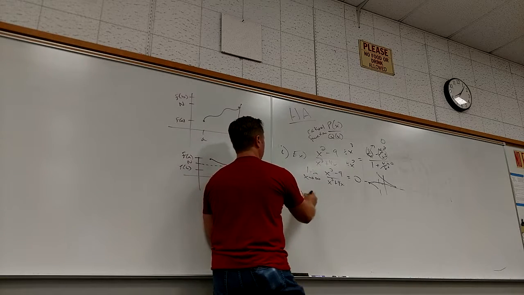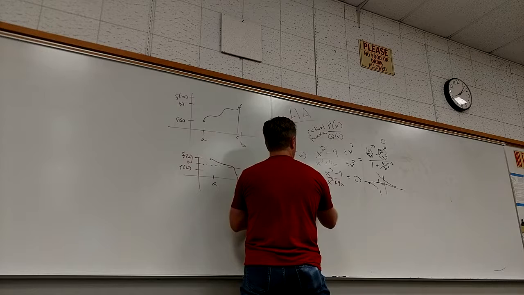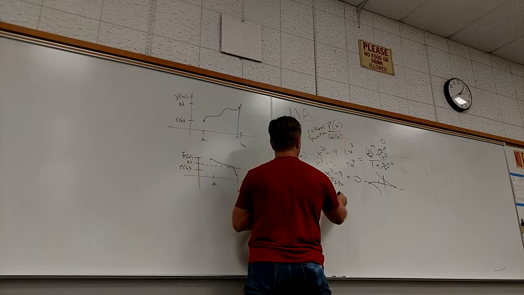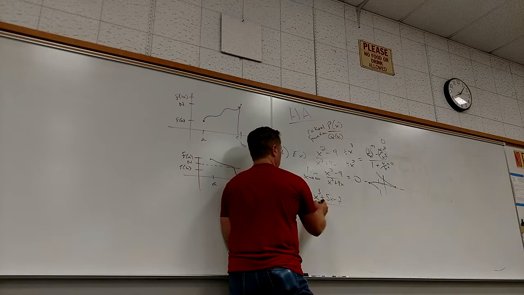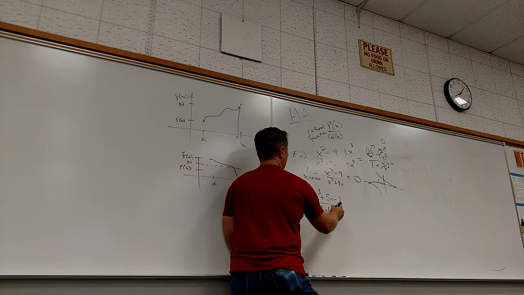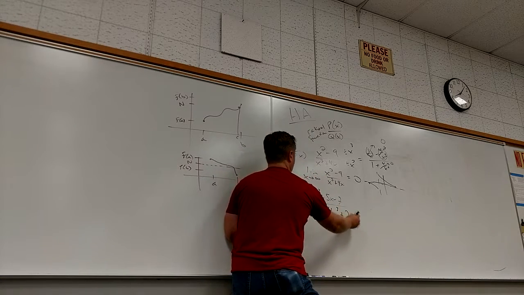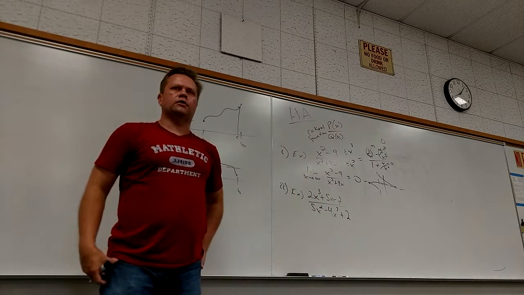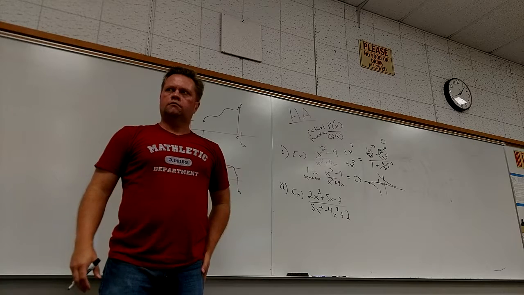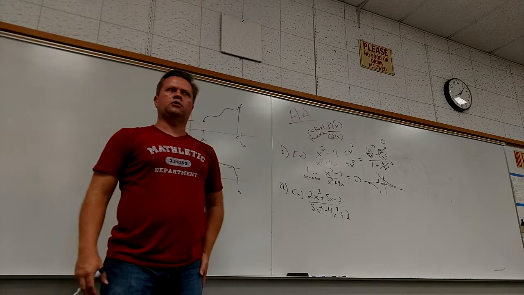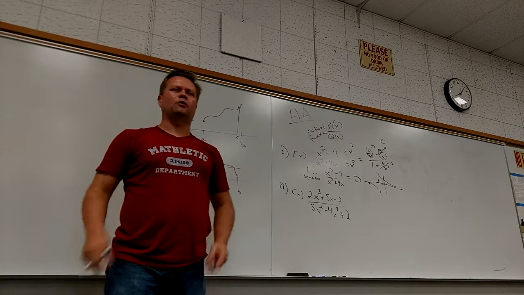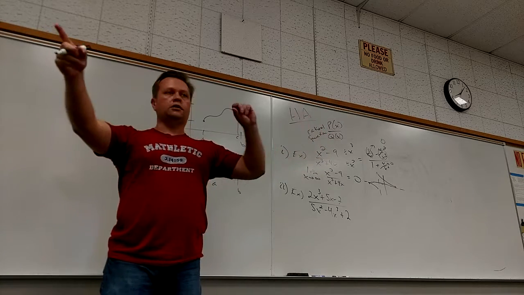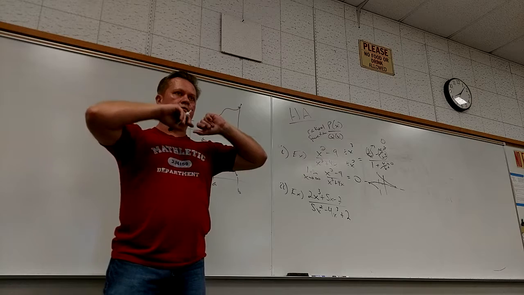So another example would be, what if they're the same? If I had 2x cubed plus 5x minus 7 over 5x squared minus 4x cubed plus 2. See how the highest powers are the same, right? Does anybody remember the shortcut? What's the horizontal asymptote going to be? Yes, the ratio of the coefficients of the highest degrees.